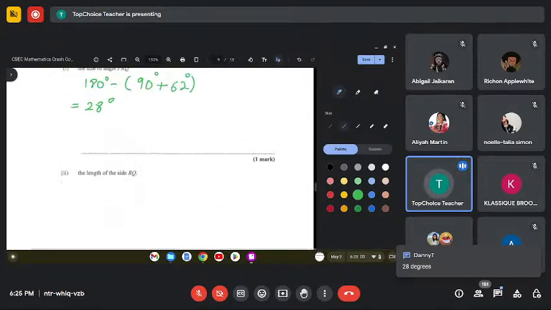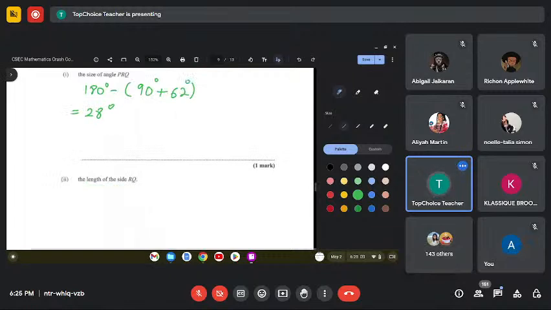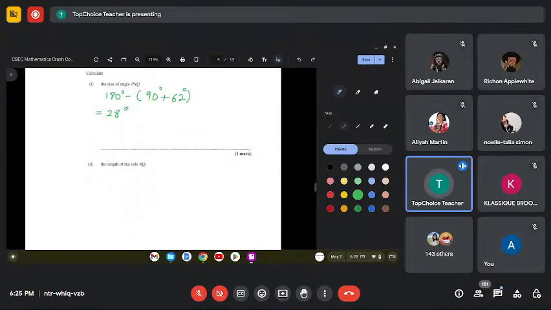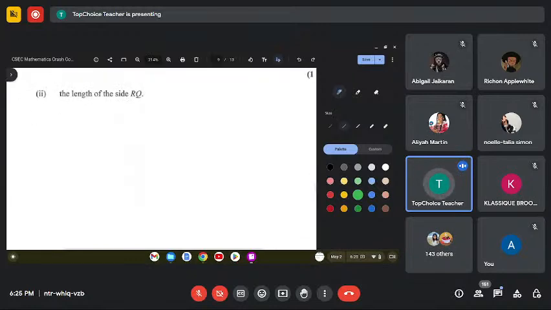Now they want us to get the length of side RQ. So I'm going to just sketch over the triangle right here so we could work on the triangle right here. So the triangle was a right angle triangle like this.